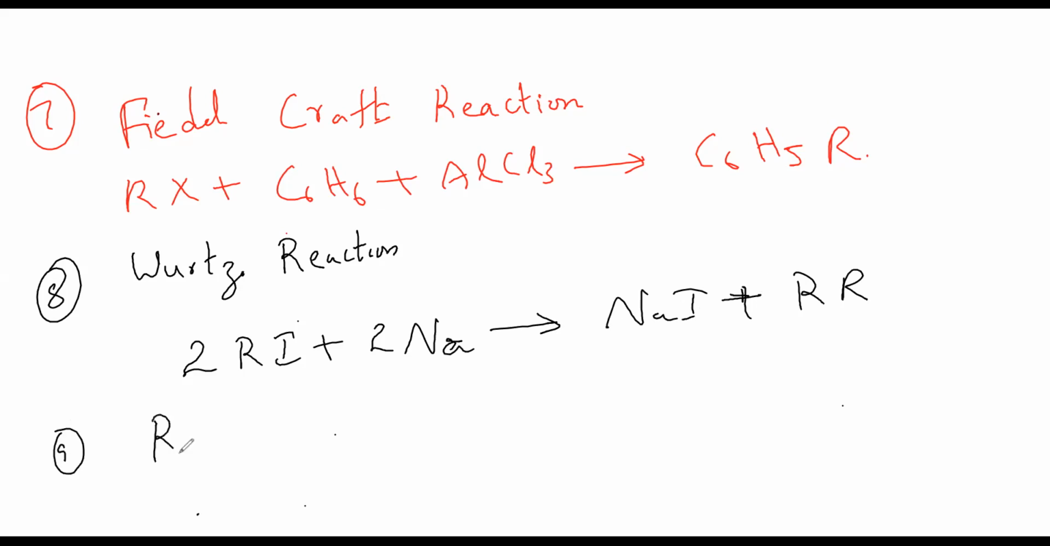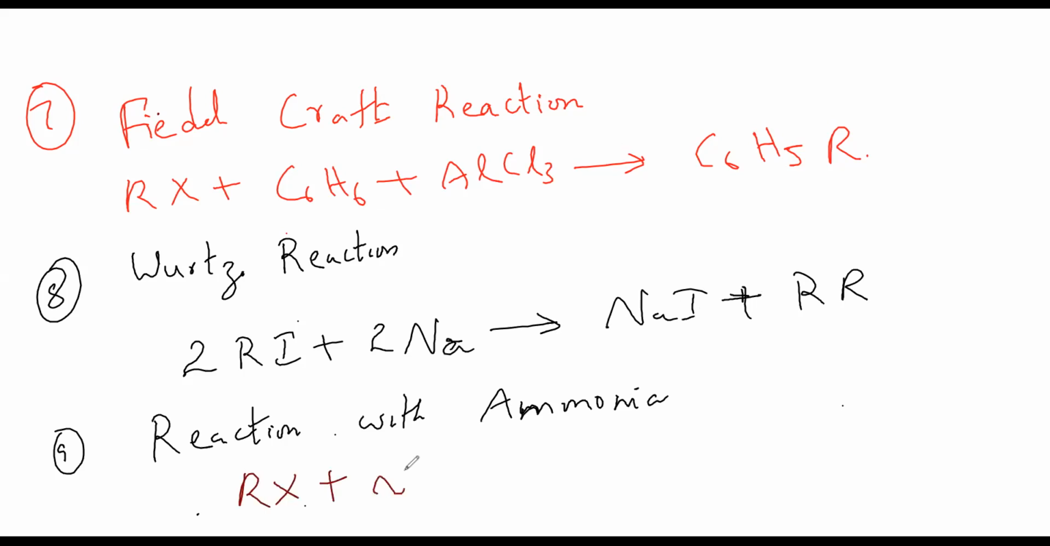Ninth one, reaction with ammonia. RX plus, this is alkyl halide, everything I'm treating as alkyl halide. Every reaction is with respect to alkyl halide. Plus NH3 is giving us what? RNH2 plus HX. That's all. This R and NH2, then this hydrogen, just like HCl or whatever it is.